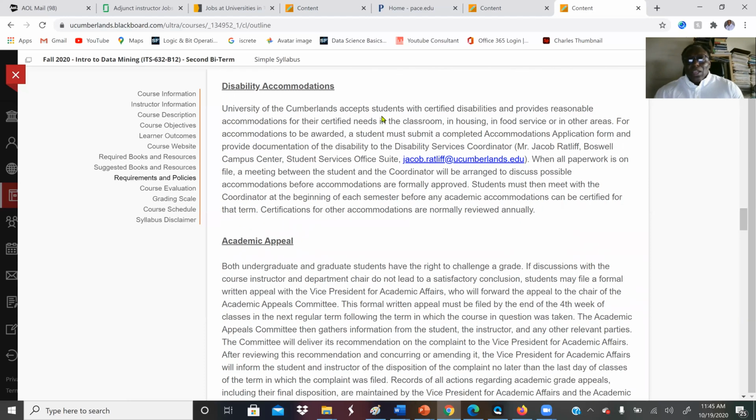And the school has disability accommodations. We have some students, but before we talk about this, you need to get a document from the office of disability accommodation, which is called the accommodations application form. It must be filled out and signed by the disability service coordinator, and that's Mr. Jacob Ratliff, at the Boswell Campus Center. Now, if you're online, then you have to communicate with him through email. The email address is also here.